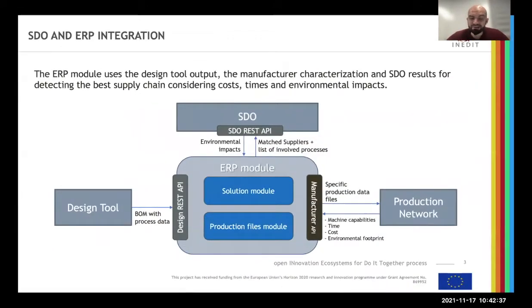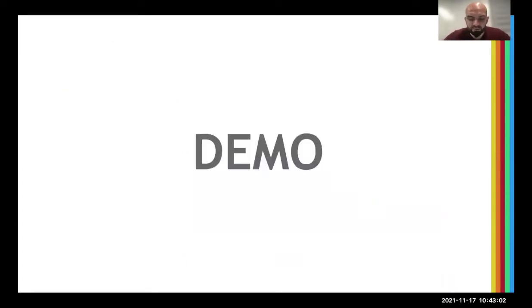In order to better understand how the SDO works, it could be useful to see the overall system architecture. According to this architecture, we can see that the DRP module uses the design tool output, the manufacturer characterization, and the SDO results for detecting the best supply chain considering costs, time, and environmental impact in order to drive the production process. Now, let's see the demo.